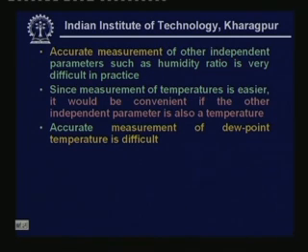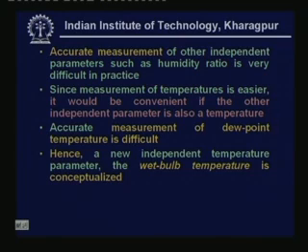Accurate measurement of dew point temperature is difficult. So, even though dew point temperature is also a temperature, taking that as an independent parameter is difficult in practice because measurement of dew point temperature is very difficult, okay, just like humidity ratio. Hence, a new independent temperature parameter, the wet bulb temperature, is conceptualized.